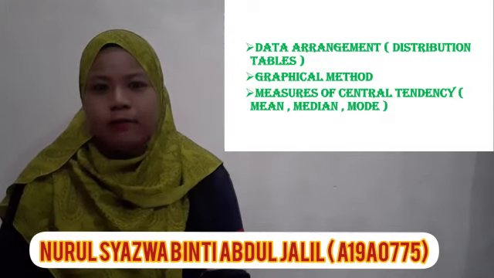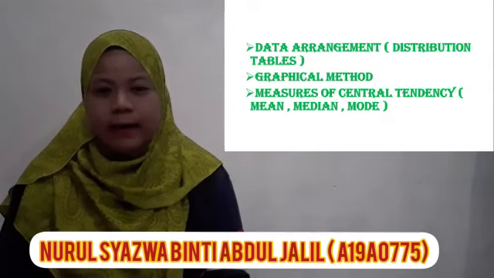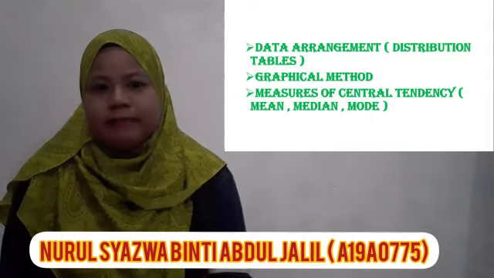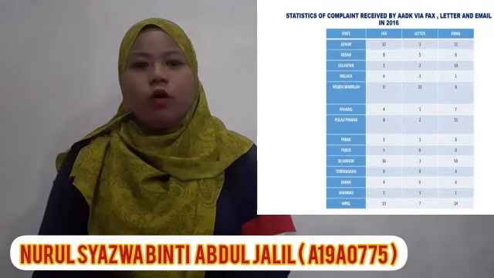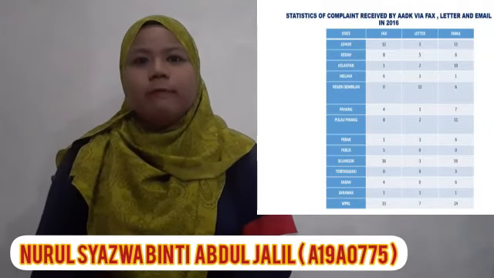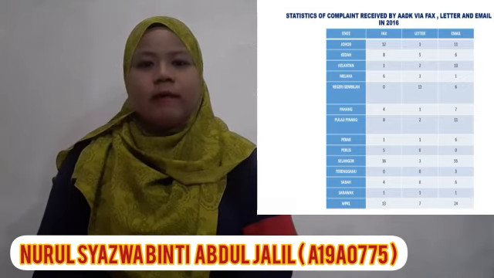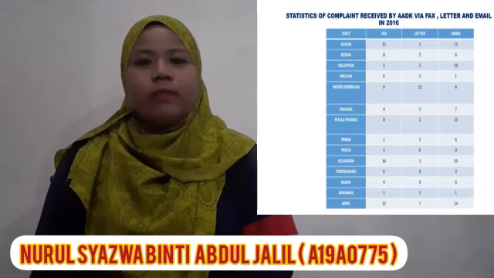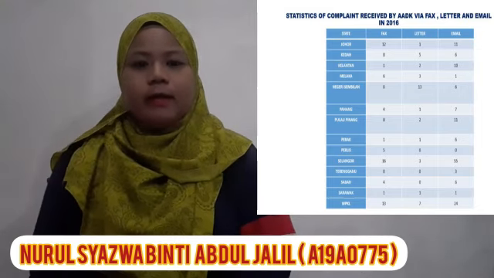Our group assignment title is Statistic of Complaint Received by AADK via fax, letter and email in 2016. My part of the presentation is data arrangement, meaning the distribution table, graphical method, and measure of central tendency. This is the data arrangement or distribution table for the statistic of complaints received by AADK via fax, letter and email in 2016. There are 40 states and 3 categories: fax, letter and email.